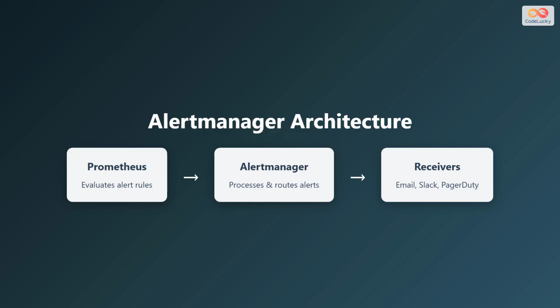Second, these alerts are sent to Alertmanager, which processes them according to your configuration. It groups similar alerts, applies routing rules, and handles deduplication. Finally, Alertmanager forwards the processed alerts to receivers, which are your notification endpoints like email, Slack, or PagerDuty. This separation of concerns allows Prometheus to focus on monitoring, while Alertmanager specializes in alert management.